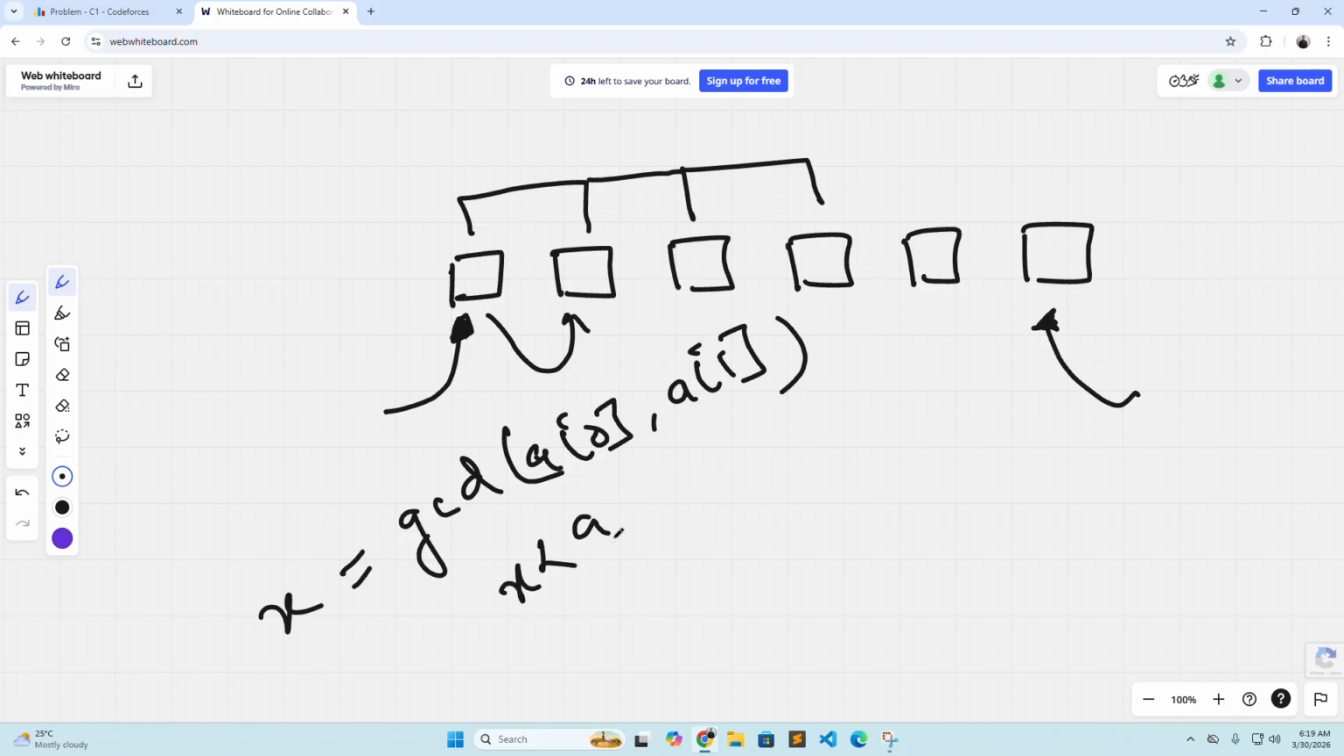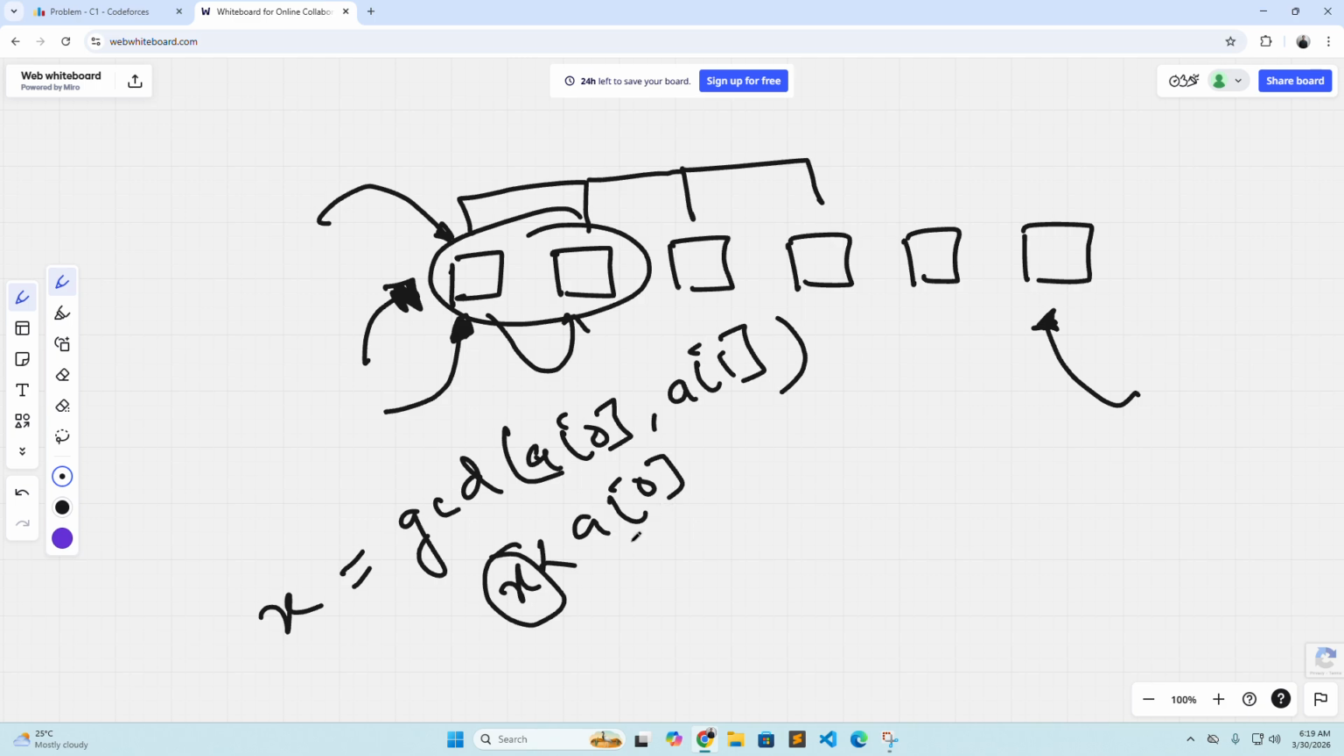If x is less than a of 0, then we can change the first element, because after changing the first element to the GCD of the first two elements, it does not change the GCD of any subarray that has the first element. So we can change the first element to the GCD of a0 and a1 if x is less than a of 0. Then we will increase our counter.